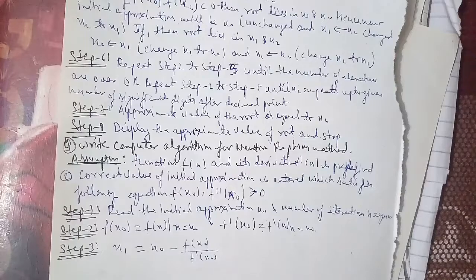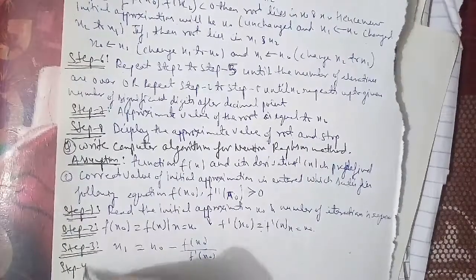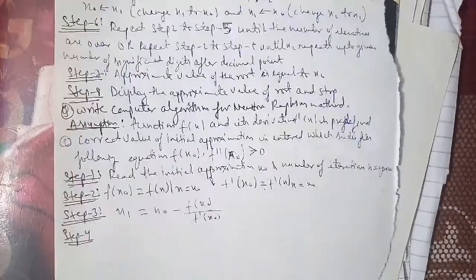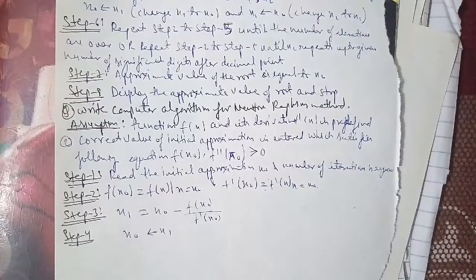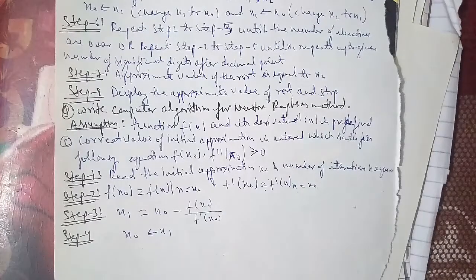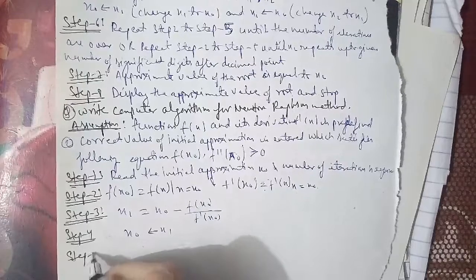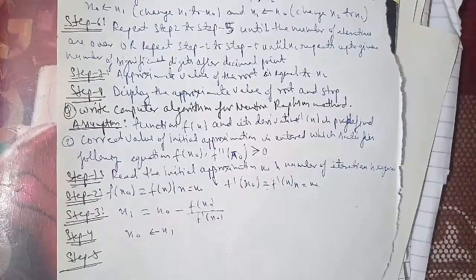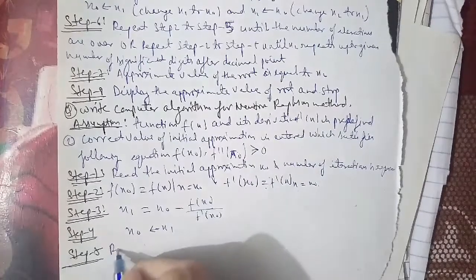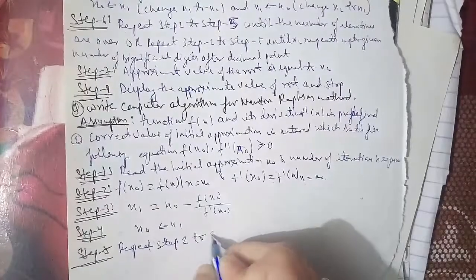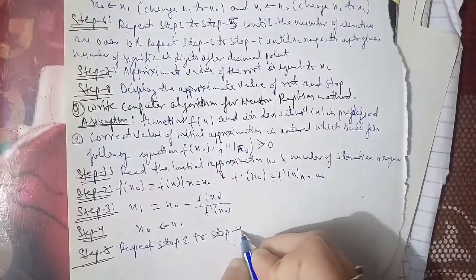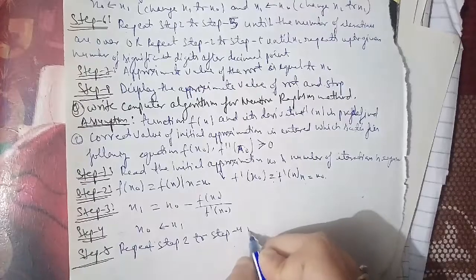Now for step 4, for the next iteration, your x0 will be replaced by x1. Now we go ahead to step 5, and repeat step 2 to step 4 until the given number of iterations.